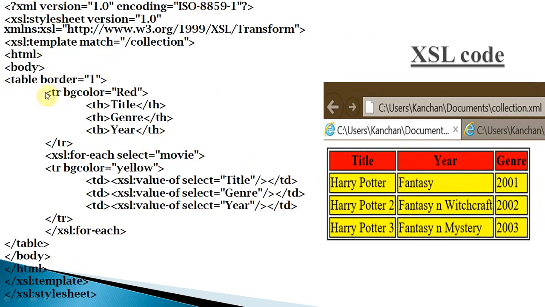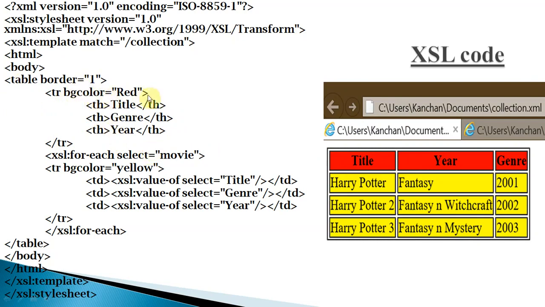So we are writing here, I am skipping this and starting from here. We have started the table with border 1. Table border 1 means you can see this border; the border is visible here. If we write table border 2, then it will be something different. Then the table row, the first row, has three headings: th title, th generation and th year. We have to write these three headings.